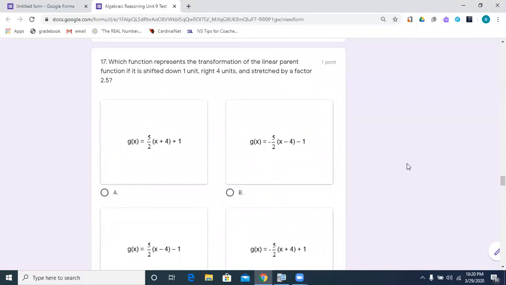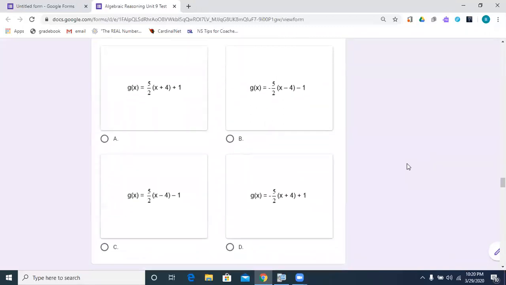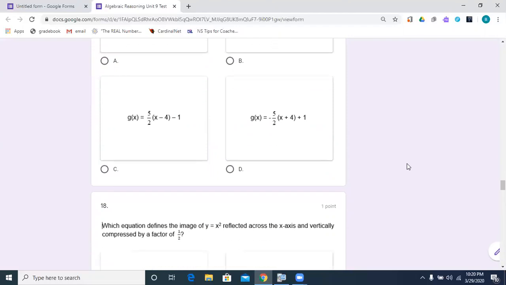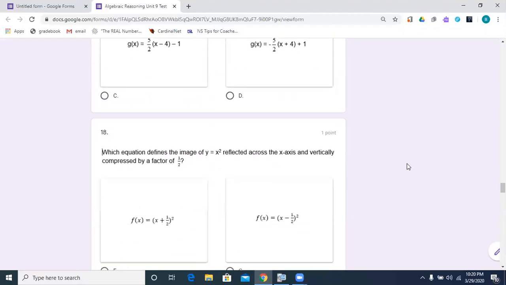Number 17. Which function represents the transformation of the linear parent function if it is shifted down 1 unit, right 4 units, and stretched by a factor of 2.5? A, g of x equals 5/2 (x plus 4) plus 1. B, g of x equals negative 5/2 times (x minus 4) minus 1. C, g of x is equal to 5/2 times (x minus 4) minus 1. Or D, g of x equals negative 5/2 (x plus 4) plus 1.